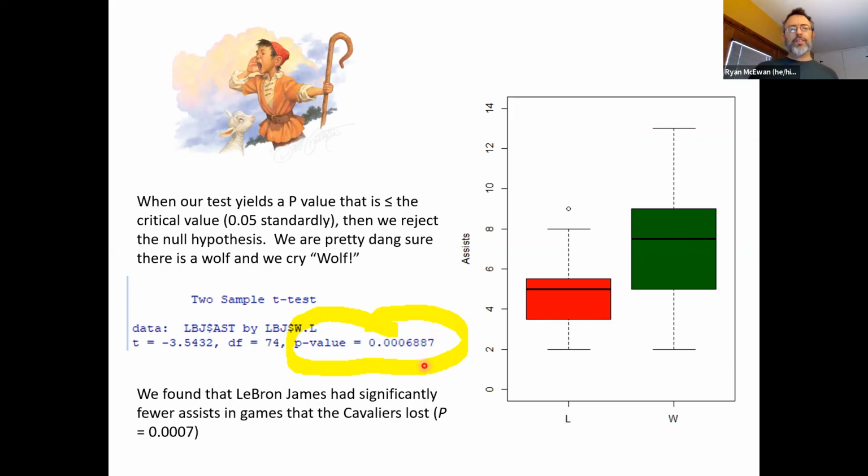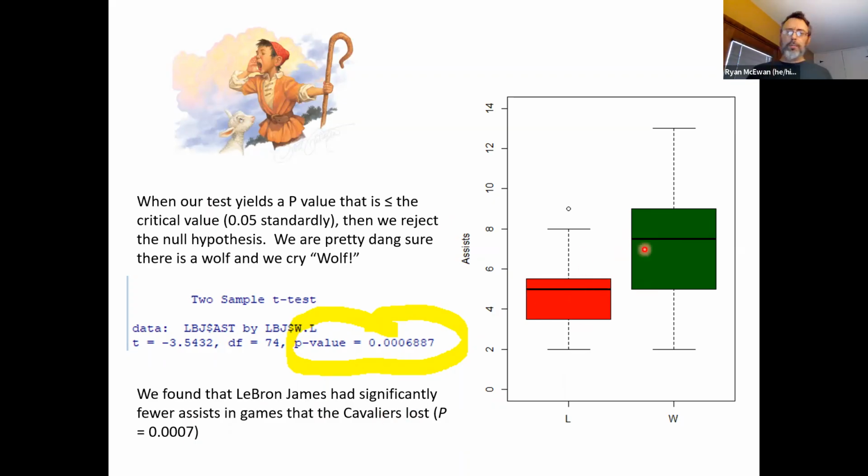0.00068887. So that's less than 1% chance. Significantly less than 1% chance. We feel very confident. This is actually the p-value for this test. We felt very confident that we can say out loud in a publication, we found that LeBron James had significantly fewer assists in games the Cavaliers lost.